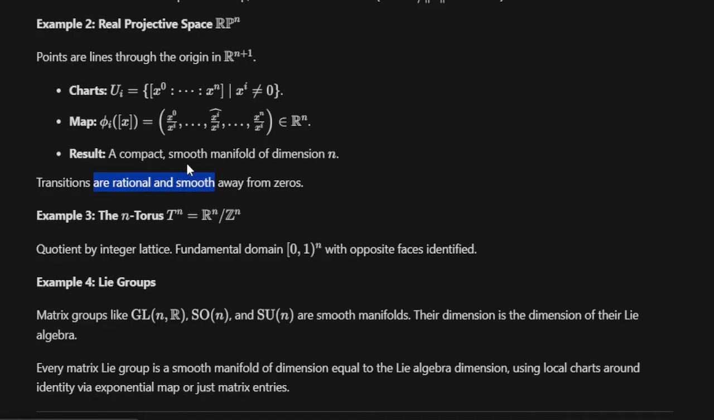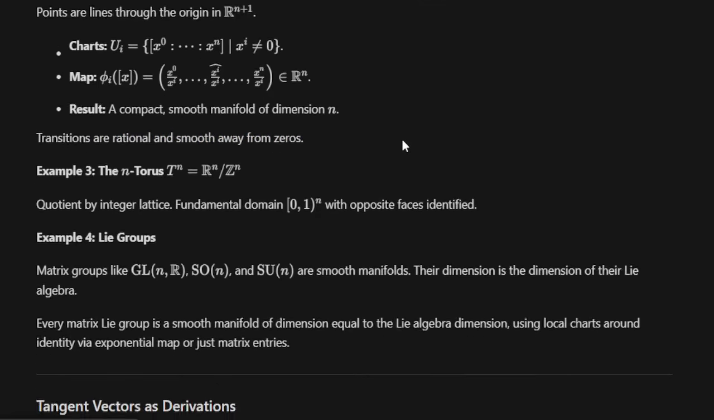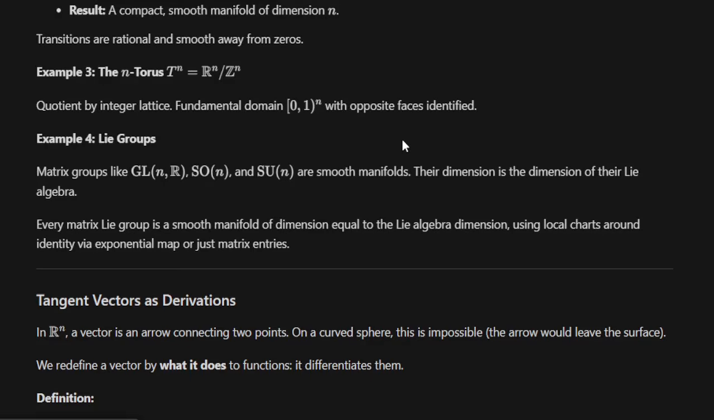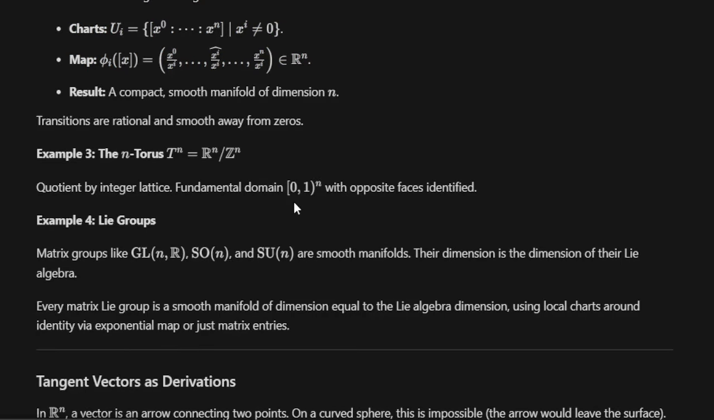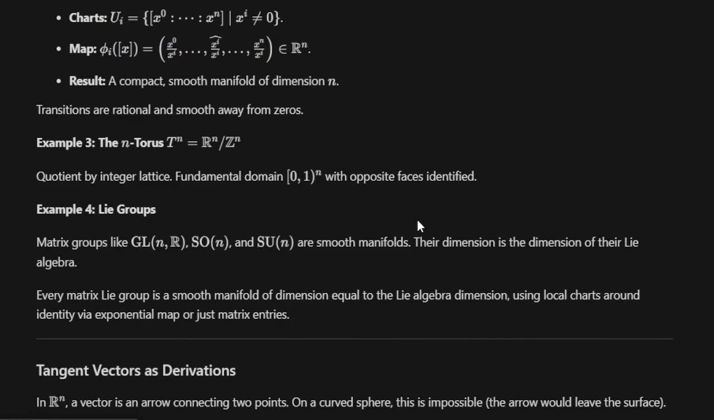The transitions in that real projective space are smooth and rational away from the zeros. You can also look at the n-torus. A torus in n dimensions looks like a quotient by the integer lattice, with the fundamental domain from 0 to 1 to the n. That's how many products of those sets you would need to describe that n-dimensional torus. But opposite faces would be identified with each other as well. This essentially is, again, a quotient by an integer lattice.